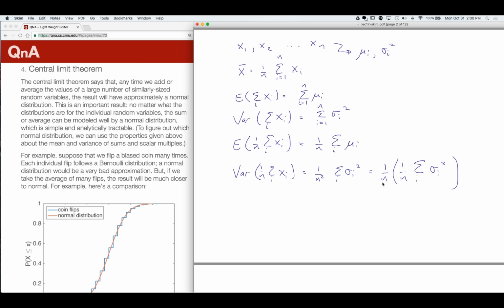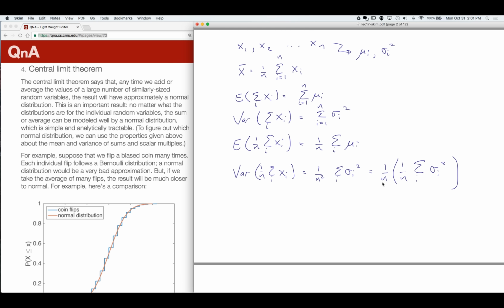So that just tells you the mean and the variance. What the central limit theorem says, which is kind of cool, is that in addition to knowing what the mean and the variance are of the average, you can say something about the distribution of the average. In particular, the distribution becomes closer and closer to normal the more terms there are in the average, so long as the individual variances are not too far apart from one another.